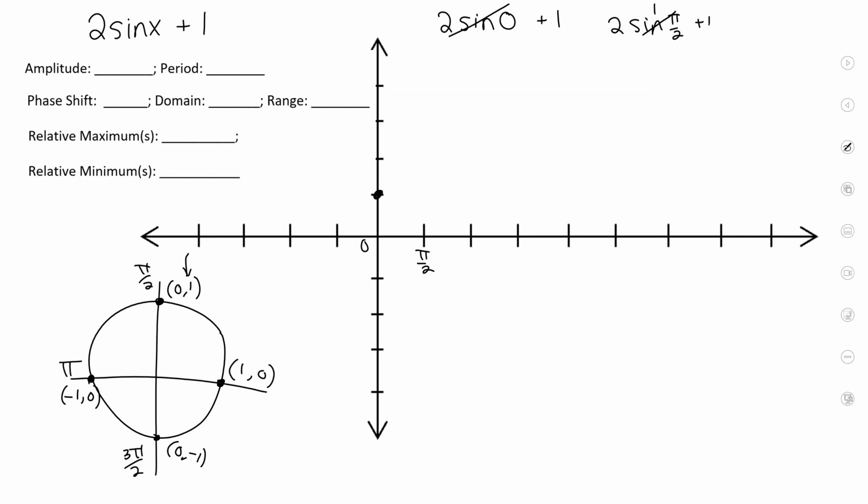Sine is always y. Okay, so this is 2 times 1 is 2, plus 1 is 3. So that means at pi over 2, we're all the way up here at 3. Okay? Next, at pi, what's sine of pi? 0. So that's all gone. It's just 1.